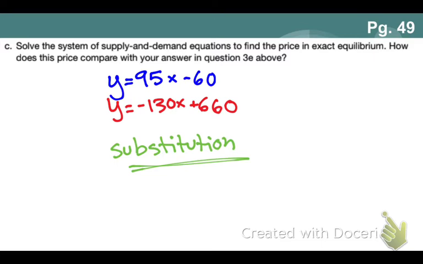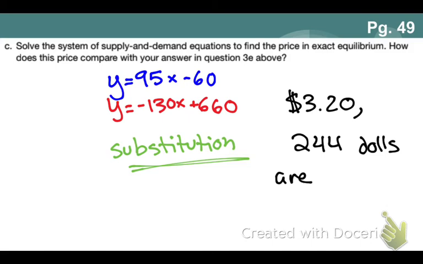And what did we end up getting for our equilibrium? What did we get for equilibrium? Yeah, what was our point? So we got $3.20, 244 are both supplied and demanded.